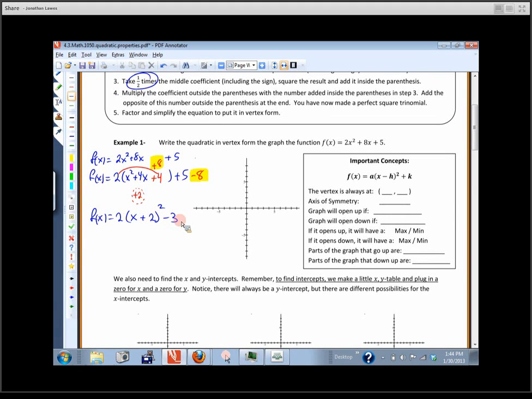This is now in vertex form. And the vertex is -2, -3. Which way does it open? Opens up, because that's a positive 2, and I'm going to write vertically stretched. So vertical stretch there. So now we'll go ahead and graph this.